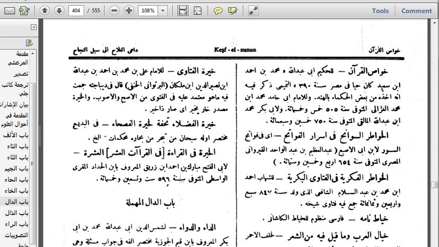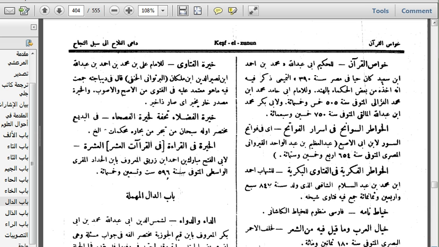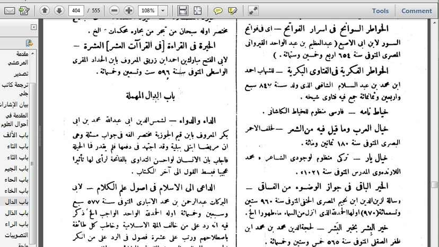So from Khawas al-Quran all the way up to Da'i al-Falah ila Subul al-Najah, which are all books. Now in the middle, you can see Kashf al-Zunoon, which looks like English, doesn't it? No, it's actually Turkish, because the editor was a Turkish person, and he's written in Turkish. Okay, so let's look at Babu Dal Muhmala.